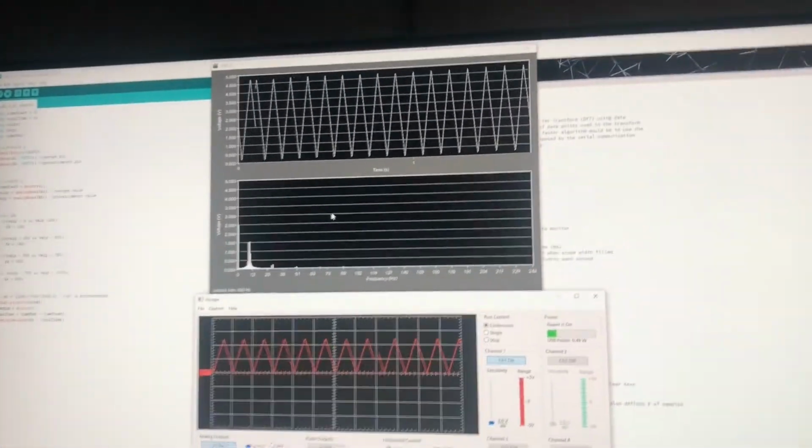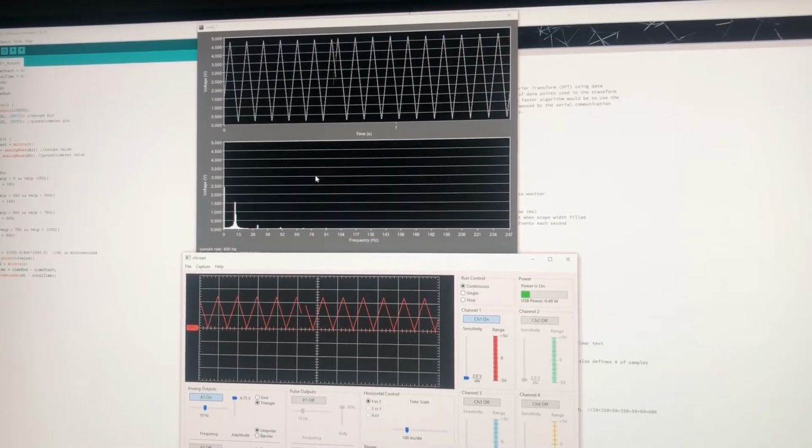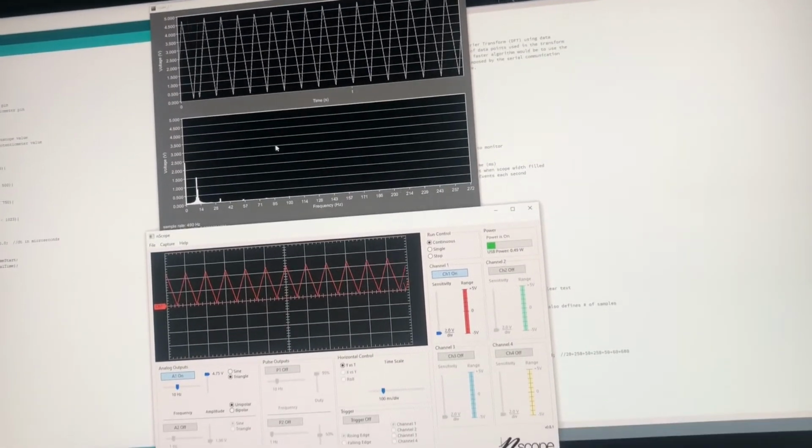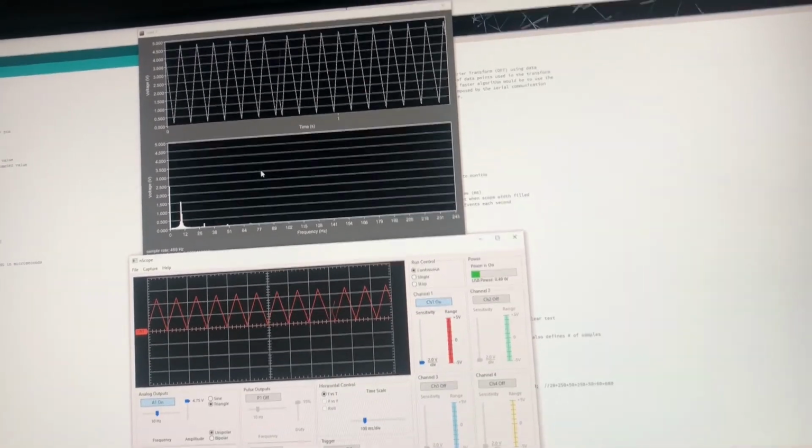This is my triangle wave at maximum amplitude that the oscilloscope can put out, and 10 hertz.